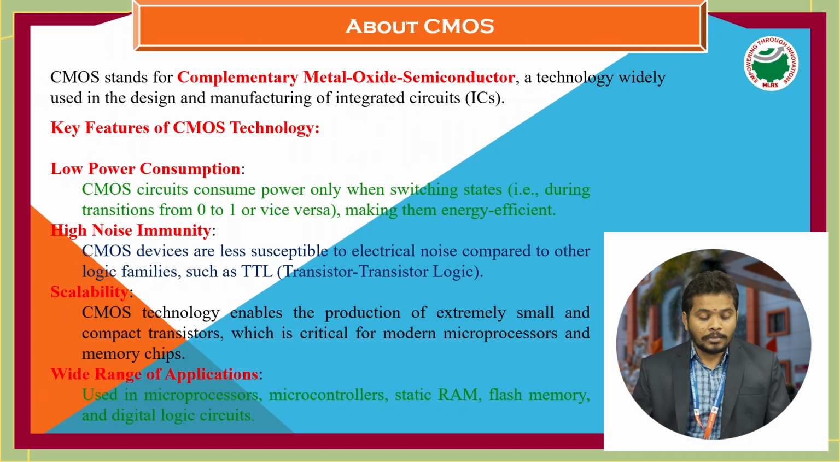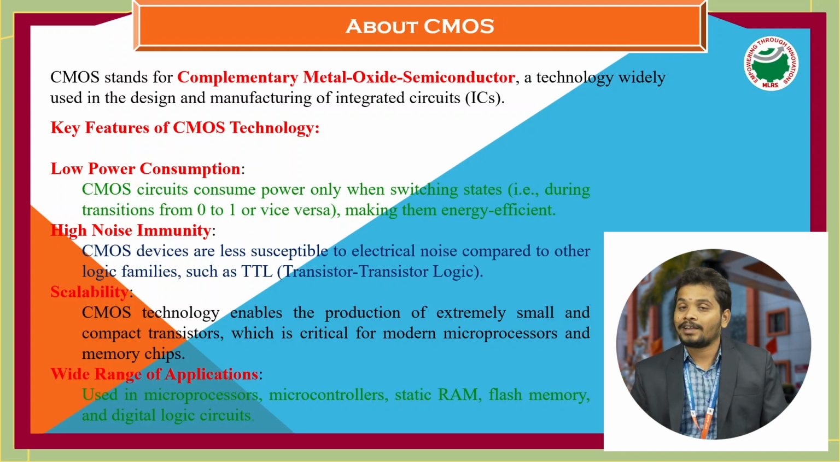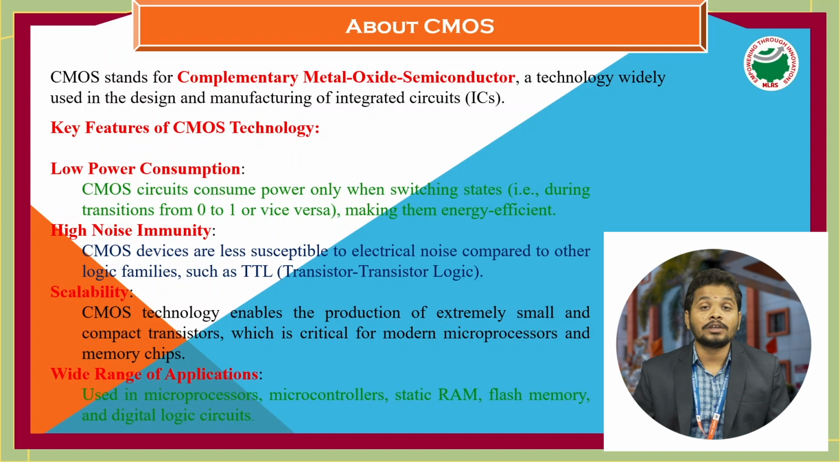About CMOS, complementary metal oxide semiconductor, as you know, CMOS is nothing but complementary metal oxide semiconductor, a technology widely used in the design and manufacturing of integrated circuits. What are the key features of CMOS technology? Why are you using CMOS in fabricating the ICs? Due to the low power consumption, high noise immunity, scalability, and wide range of applications in both analog and digital. We have a wide range of applications due to CMOS technology.